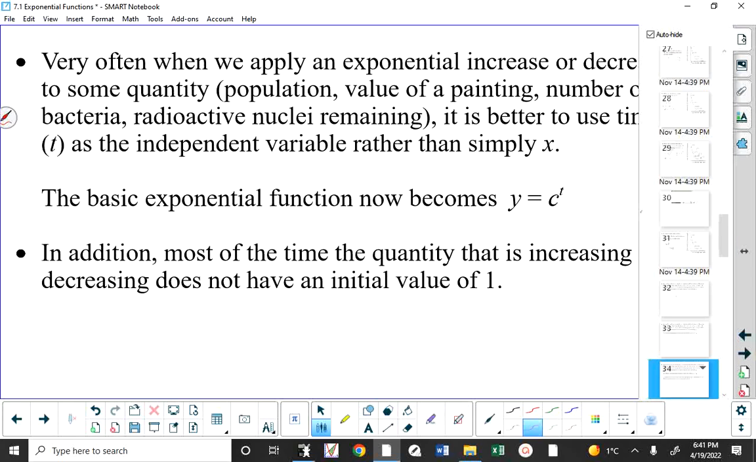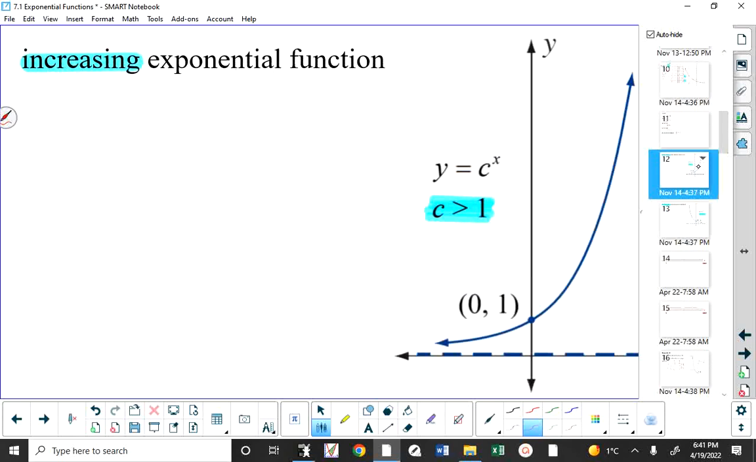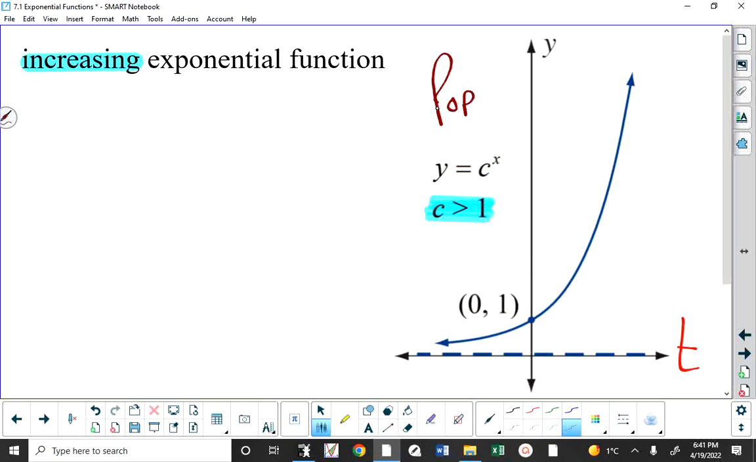If I go back to these graphs, and we'll go to an increasing, let's say that this is population. And t equals 0 represents now. According to this, at the beginning, the population is 1. I don't know of too many situations in the real world where you start off with a population of one item, whether it's people or mice or radioactive nuclei or anything. You don't often start off with an initial population of 1.